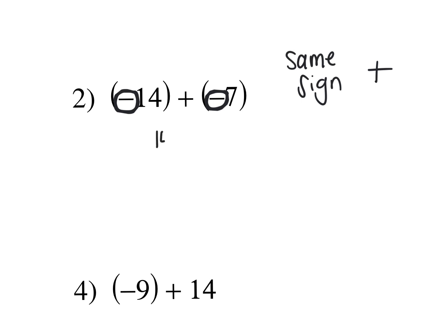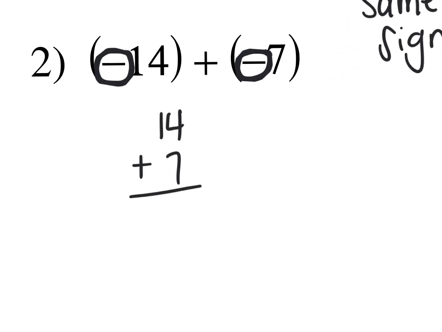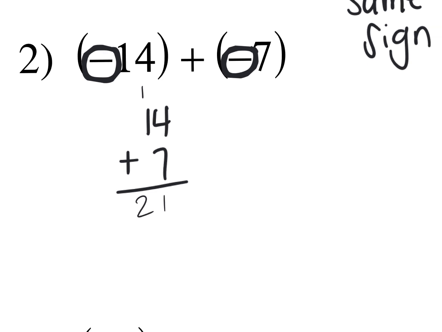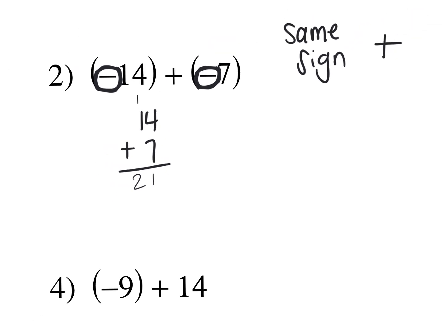So we're going to take 14 and we're going to add 7 to it. 4 plus 7 gives me 11, bring up the 1, and 1 plus 1 gives me 2. So my answer is 21. But if both of your values are negative, when you're adding them together, you do not get a positive number. You get a negative. And let's think about that.